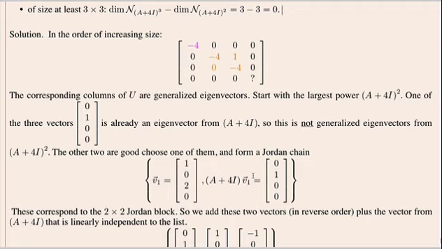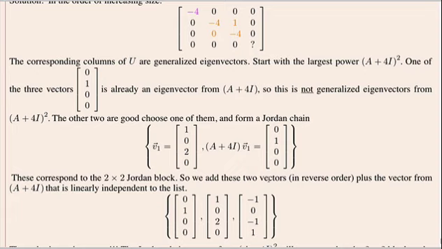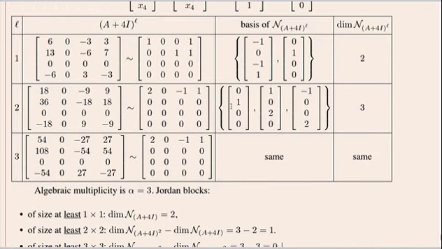And then the Jordan chain second vector is that you multiply this vector from the left with A plus 4I. And incidentally, you get actually this other vector. So this corresponds to the 2 by 2 Jordan block. And we had to add these two vectors, again in reverse order, plus the vector from the A plus 4I null space that is linearly independent. So this 0 1 0 0 is already there, so we cannot choose this one, but we have to choose then the other eigenvector.